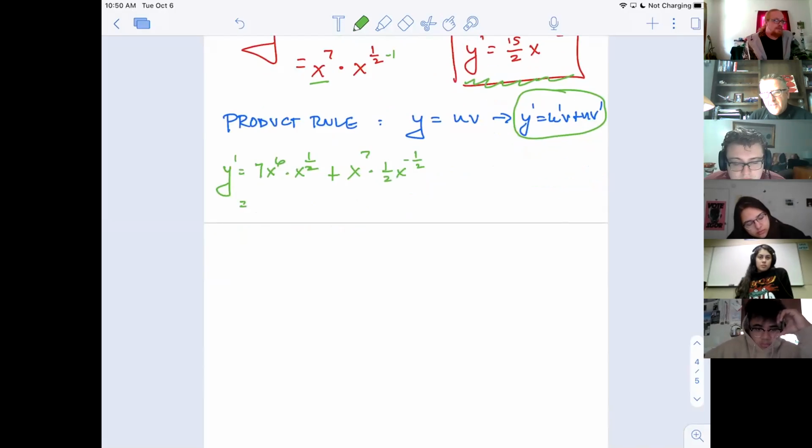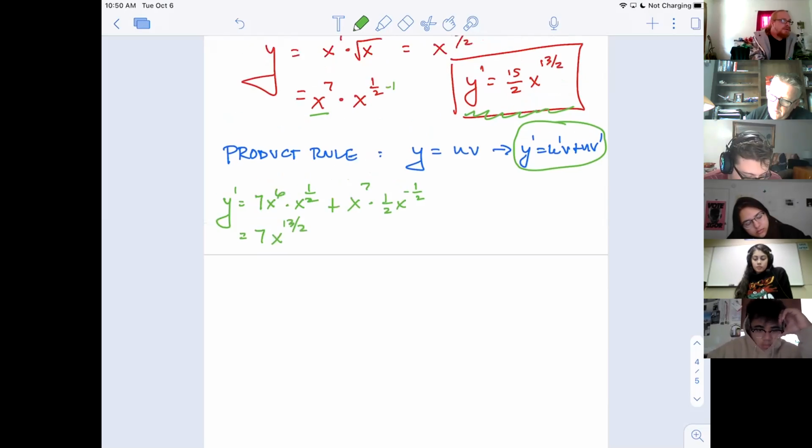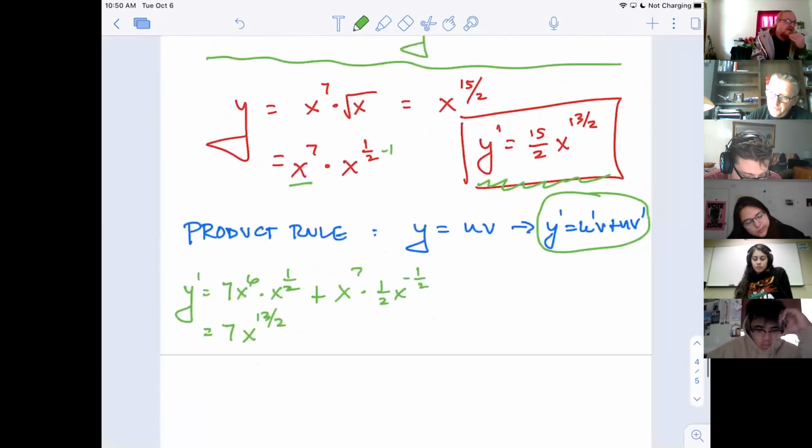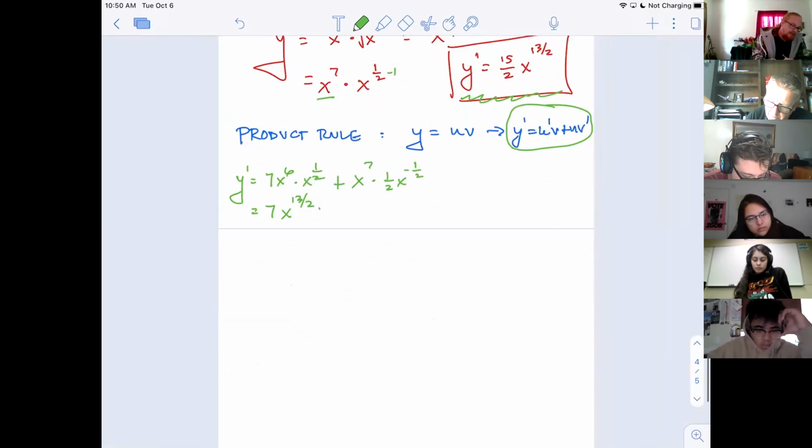X to the 6th times x to the 1/2. You add those. 6 plus 1/2 is 6 1/2, or 13/2. 6 plus 1/2, that'd be 12/2 plus 1/2, that'd be 13/2. 7 times 1 is 7, so it'd be 7x to the 13/2. And of course, I look at that and I think, hey, that's actually going the right direction. Then the same thing happens again: I have 1/2 times 1, which is 1/2, and then 7 minus 1/2, 14/2 minus 1/2 would be 13/2 again, x to the 13/2. And now I have 7 plus 1/2, that's 7 1/2, that's 15/2. Oh my gosh, it's the same exact answer.